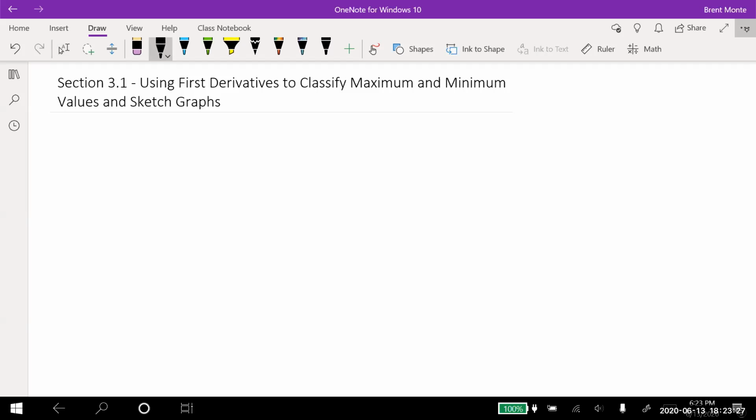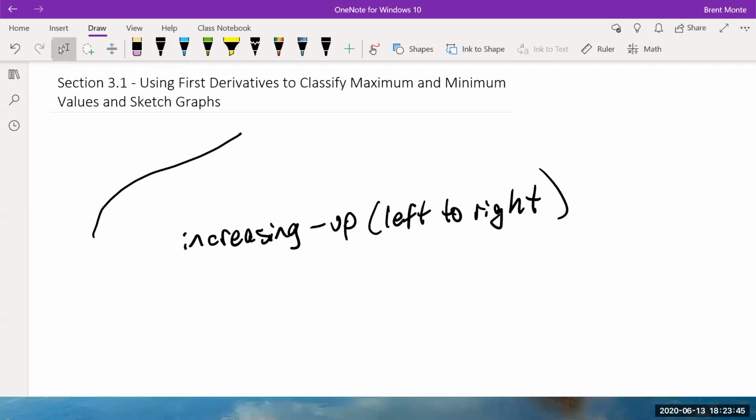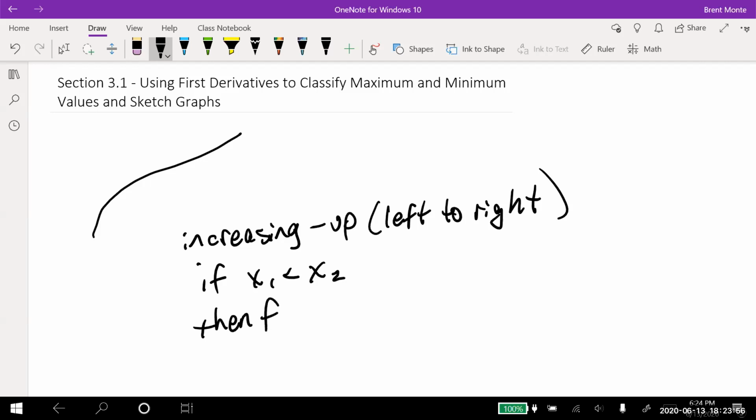So essentially, a function's increasing if it's going up from left to right. So this function would be increasing. And again, that just means it's going up. And we always read the graphs left to right. Now, formally, what we could do is we could say if x1 is less than x2, then f of x1 has to be less than f of x2.